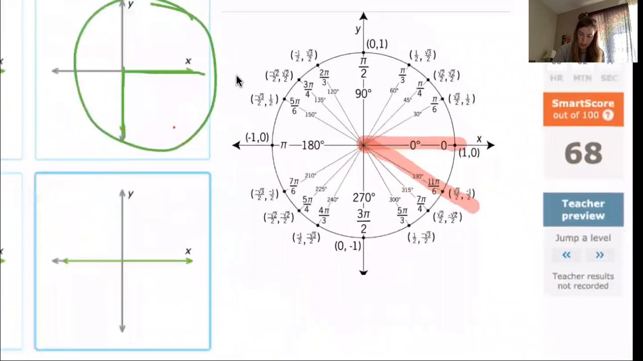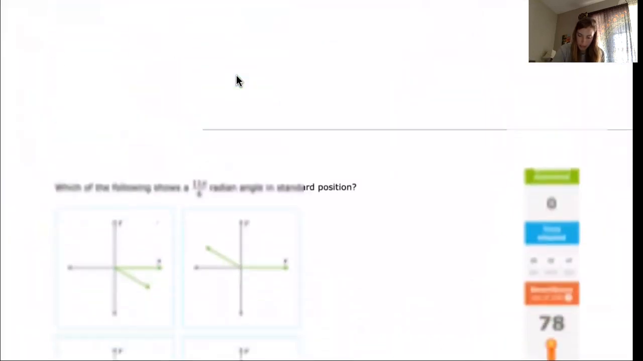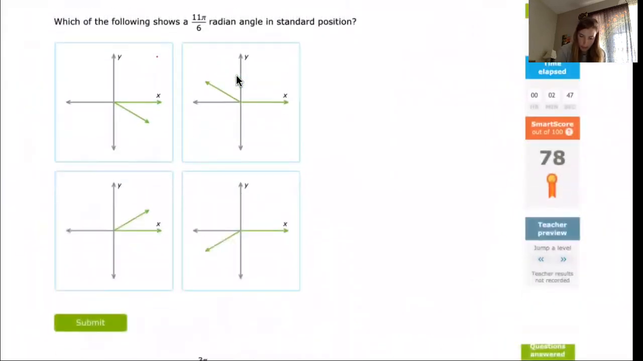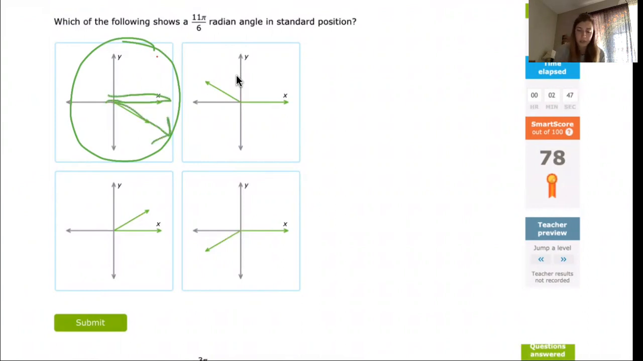So what's that going to look like for this question? Well, we saw that the angle looked like this. Oops, one there, one there. So it'd be the upper left corner.